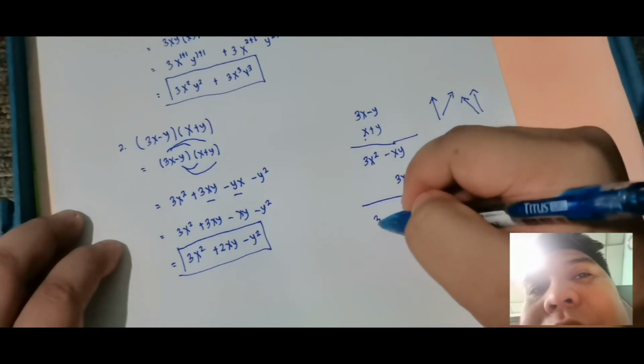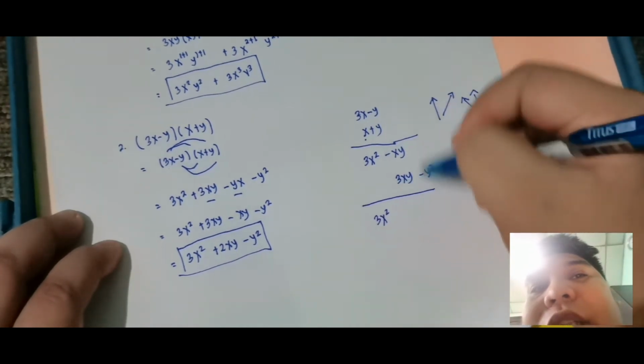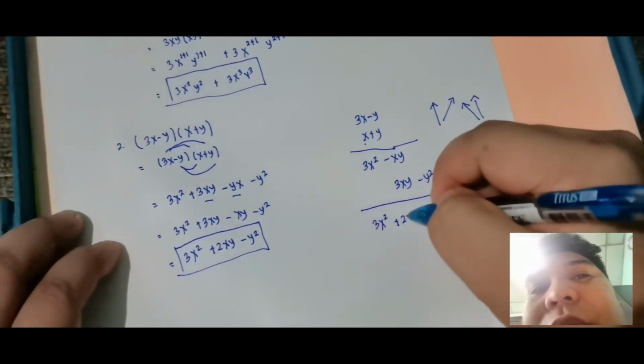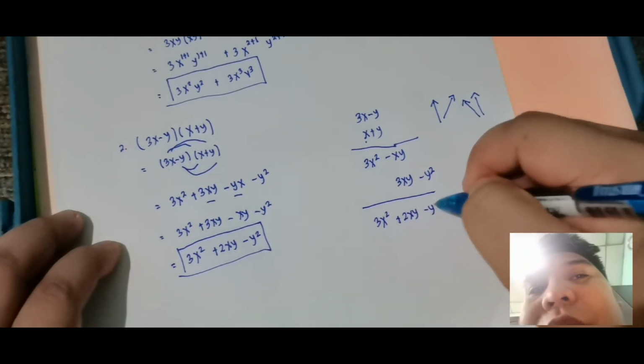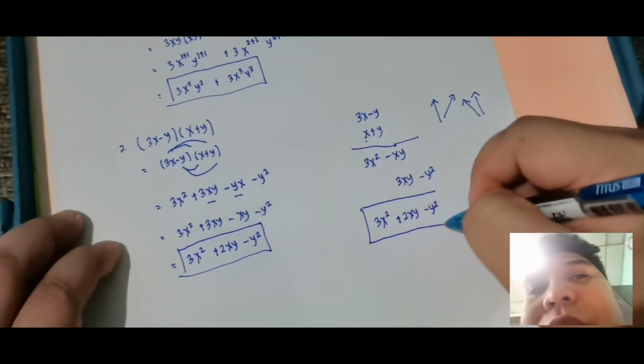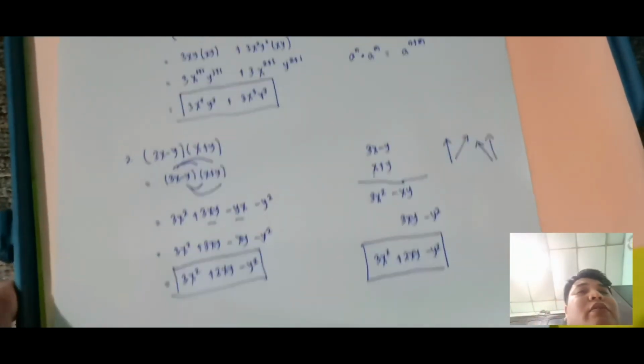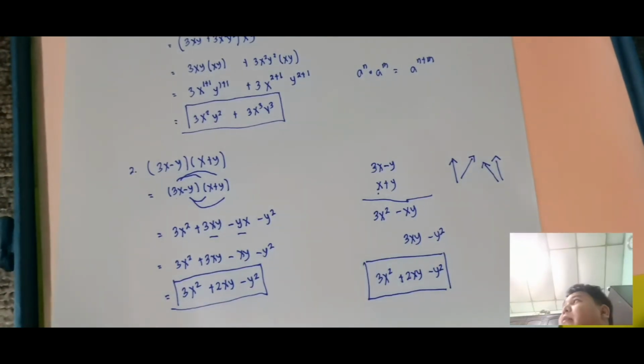Okay, so therefore this is 3x squared. Then proceed sa addition, that is plus 2xy minus y squared. So therefore ito yung sagot. Okay, so bahala ka na sa diskarte niyan. So multiplication ng algebraic expression.